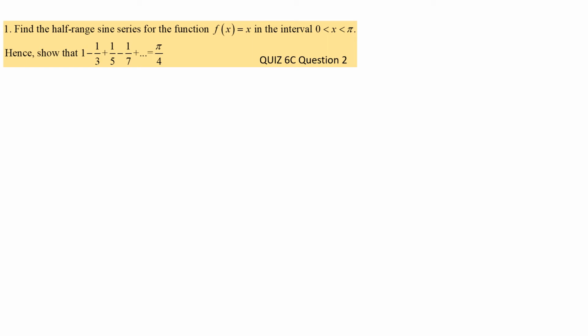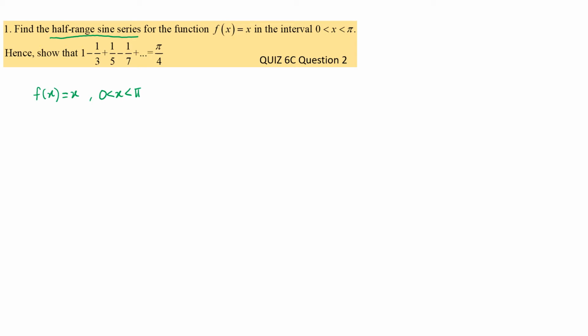Okay, now let us proceed with the example for half-range series. This is the question from quiz 6C, question number 2. The question is to find the half-range sine series given the function f(x) equals x, and the interval is between 0 up to pi. Then you have to show that the series is equal to pi over 4.